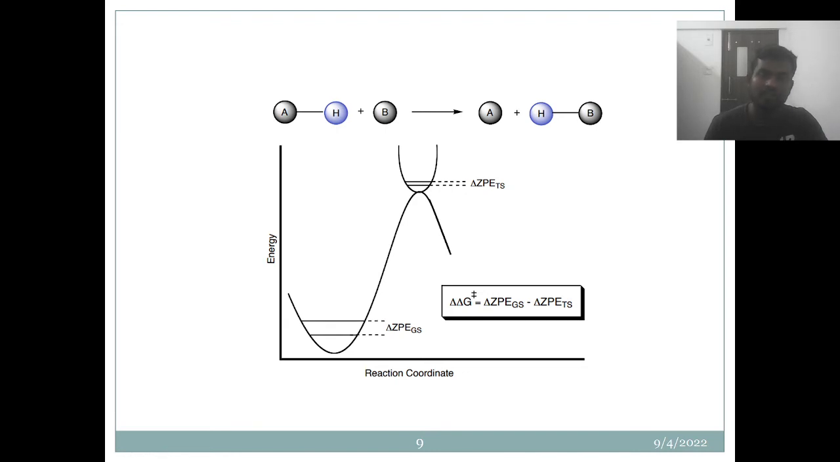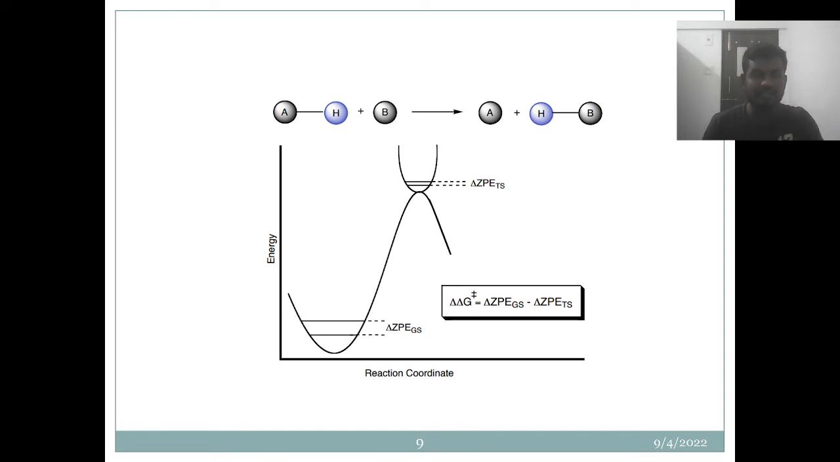Of course, the ground state also. But remember, we are talking about the magnitude of these two things. So the magnitude of zero point energy difference in the ground state will be compared with the magnitude of zero point energy in the transition state. And then the difference of these two situations is shown in the equation: delta zero point energy ground state minus delta zero point energy transition state, which is delta delta G star. So this information is necessary to understand the next slides.